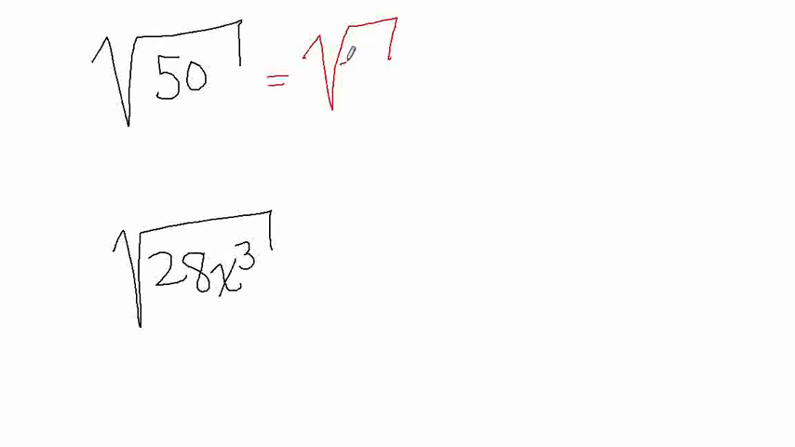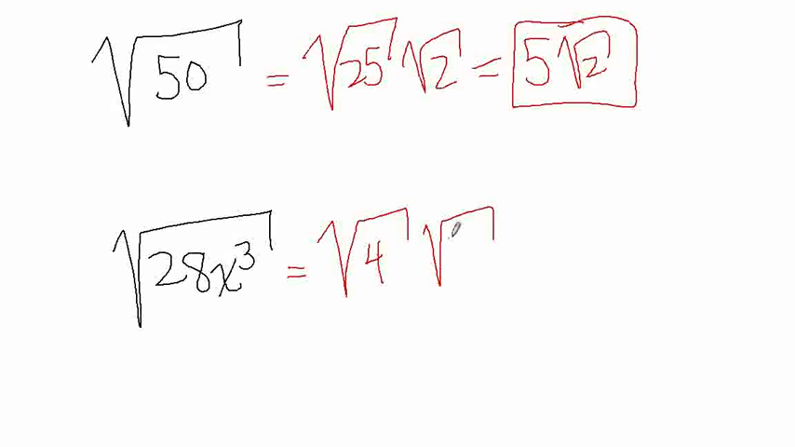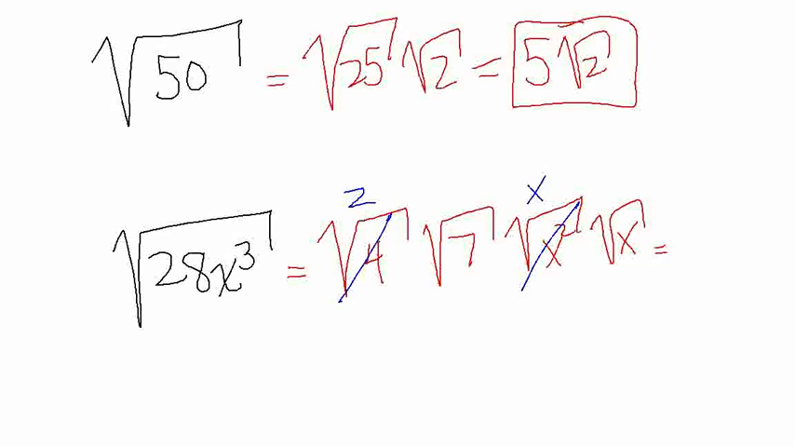The square root of 50 is equal to the square root of 25 times the square root of 2, which gives 5 root 2. The square root of 28x cubed is equal to the square root of 4 times the square root of 7 times the square root of x squared times the square root of x. I'll show you how each piece simplifies. The square root of 4 simplifies to 2. The square root of x squared simplifies to x. So we get 2x times the square root of 7x.